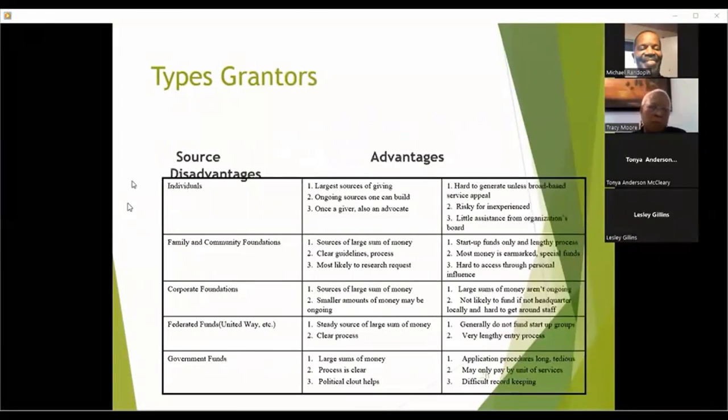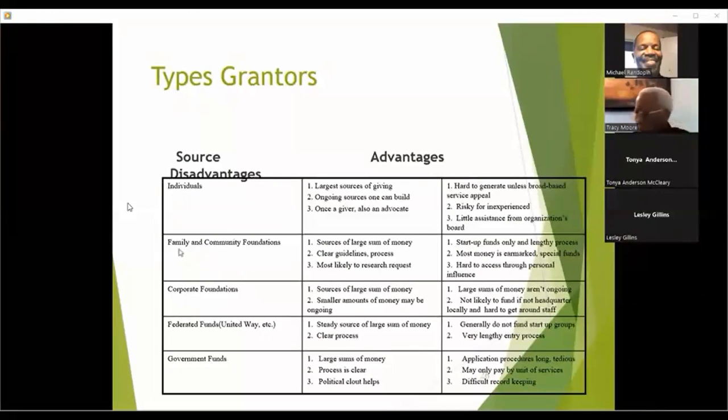You don't want to go for every grant simply because it's a grant. There are several reasons why you don't want to go for each grant. But let's talk about the different sources of grants. There's an individual grant. One of the disadvantages of an individual type of grant is that it's really risky for an inexperienced organization. That is, they look at your experience, individuals.